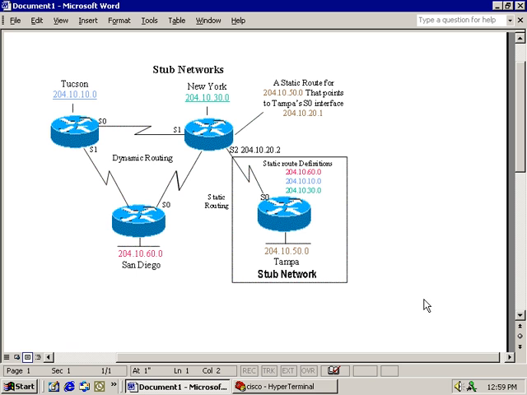Great. And what about when Tucson or San Diego or New York needs to talk to Tampa? Same thing. I have to put a static route up on New York's router that points to the serial zero interface and lets everybody know that if you go to New York, you can actually get over to Tampa by going through the serial two interface, which handles both the outgoing and the incoming traffic as well. And let's see how we did that.